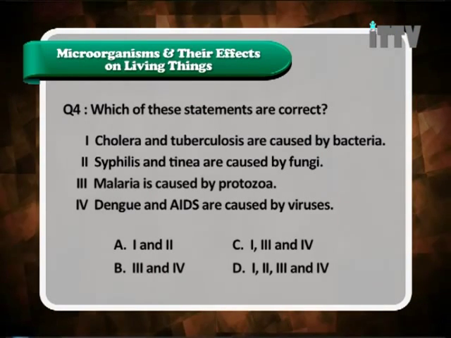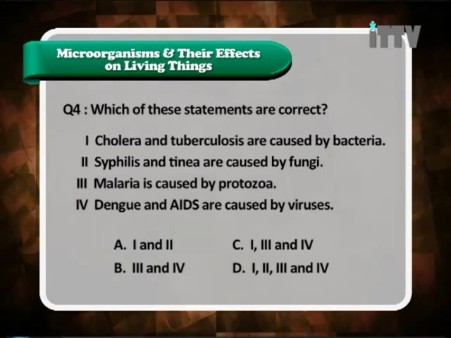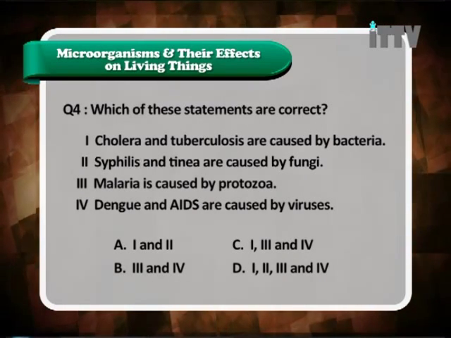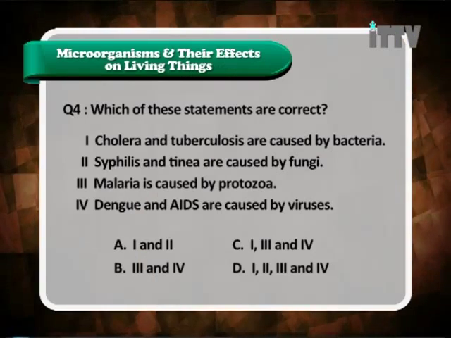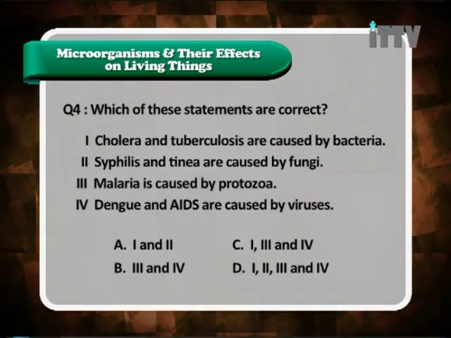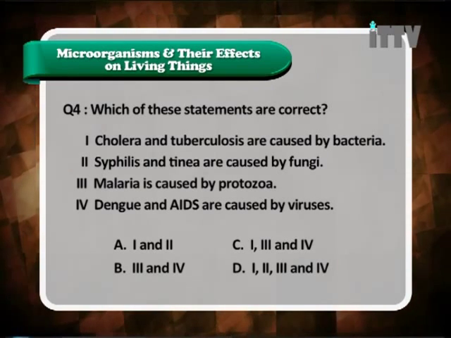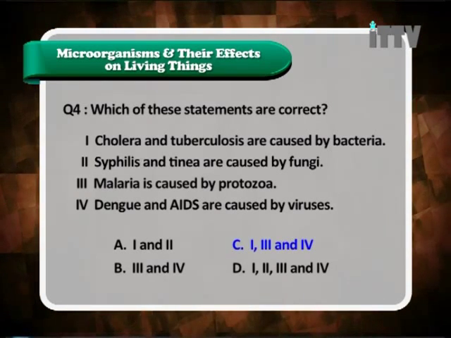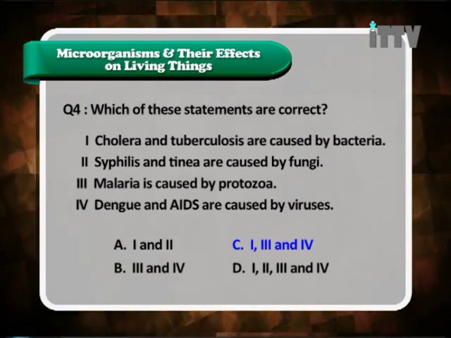Number 1, cholera and tuberculosis are caused by bacteria, is correct. Let's look at number 2. Syphilis and tinea are caused by fungi. Now, syphilis is not caused by fungi, it's actually caused by bacteria. So therefore, number 2 is wrong. Let's look at 3. Malaria is caused by protozoa. Yes, it's correct. It's actually Plasmodium protozoa. Number 4. Dengue and AIDS are caused by viruses, is correct. So therefore, the answer would be 1, 3 and 4. C will be the answer.